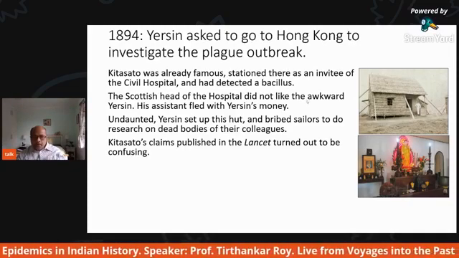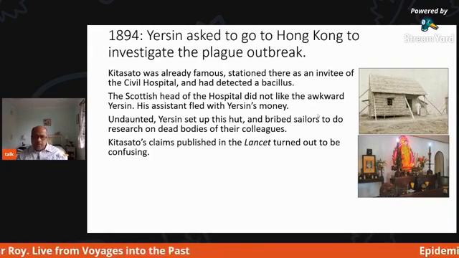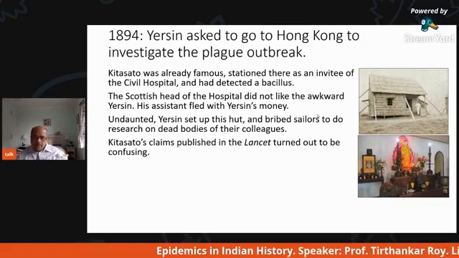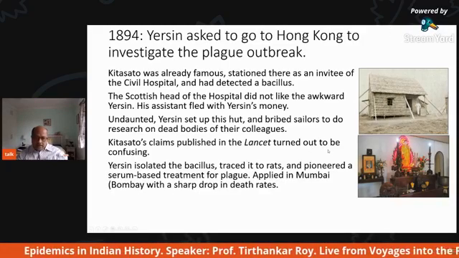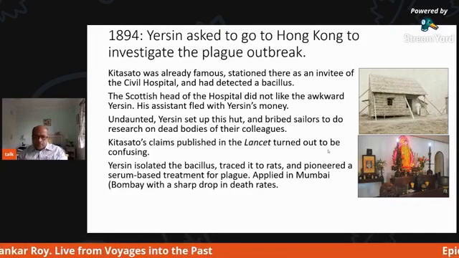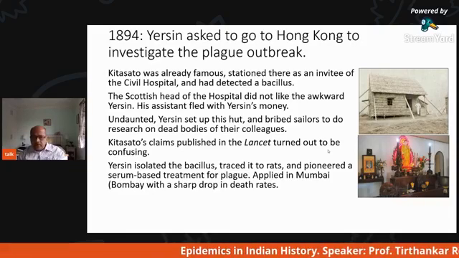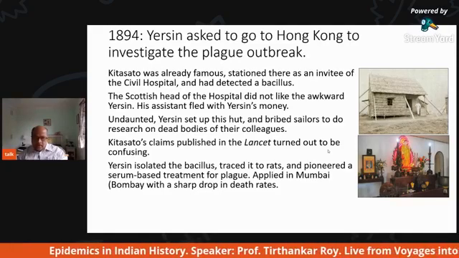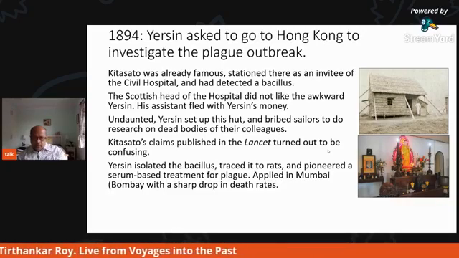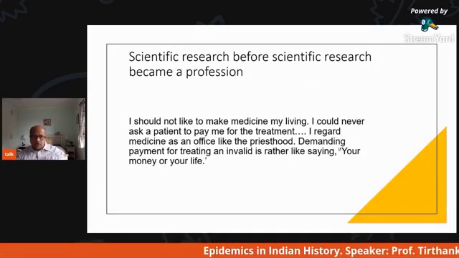Now, Kitasato had published his claim in the Lancet journal, but it turned out to be confusing because apparently the sample that he had was a mixture of both plague bacillus and other types of bacteria, and that didn't satisfy the community. Yersin, meanwhile, isolated the plague bacteria. And he also did something quite unusual, which is to trace it to rats. He identified a connection between plague-infected rats and transmission to humans, and then pioneered a treatment for plague, which was applied in Mumbai with very significant success later on.